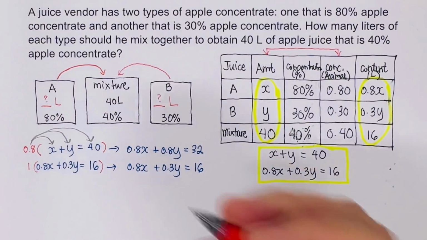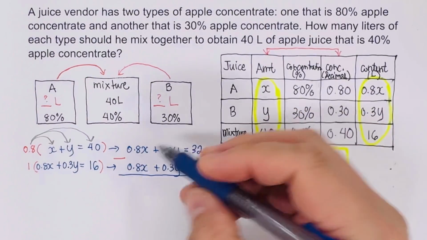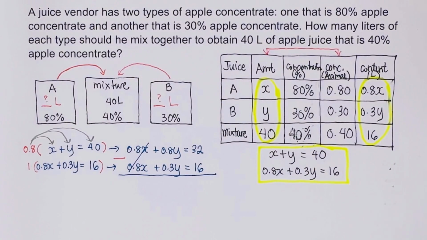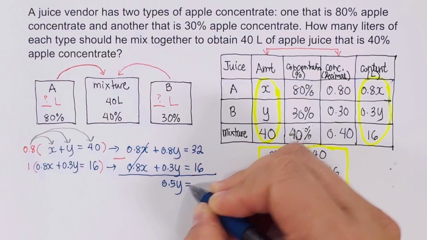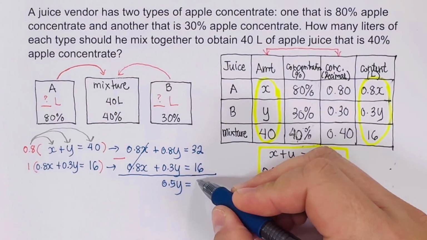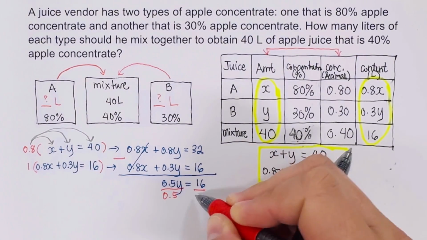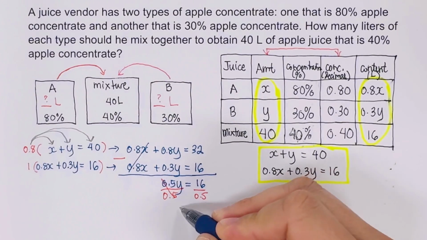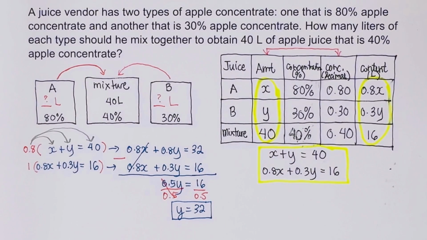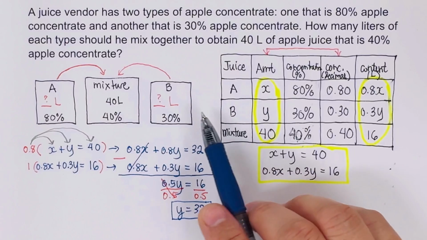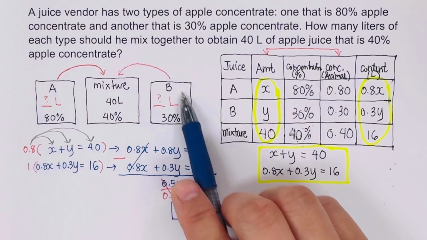We subtract these two equations so that we can eliminate x. In this case, this is eliminated, and so we have 0.8 minus 0.3 is 0.5y, which is equal to 32 minus 16, which is 16. We divide both sides by 0.5 so that we can have y by itself. So 16 divided by 0.5 is 32. In this case, the vendor needs 32 liters of juice B, that is the 30% concentrate, to create this mixture.